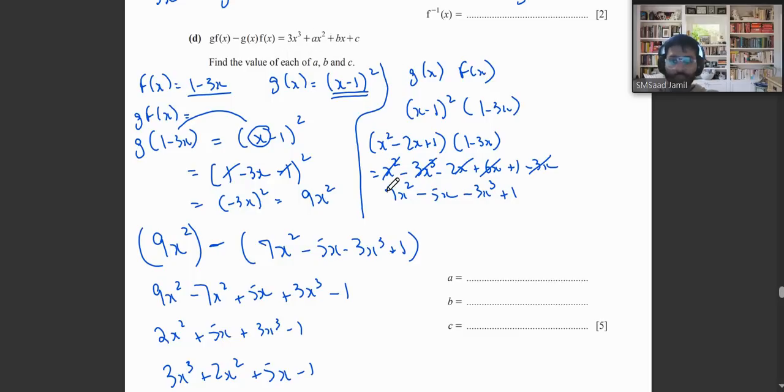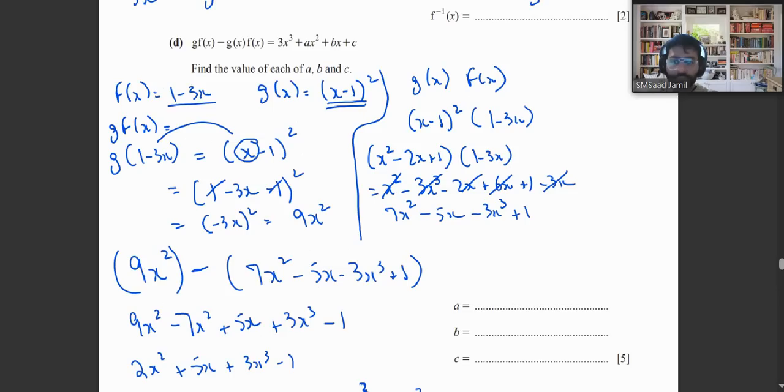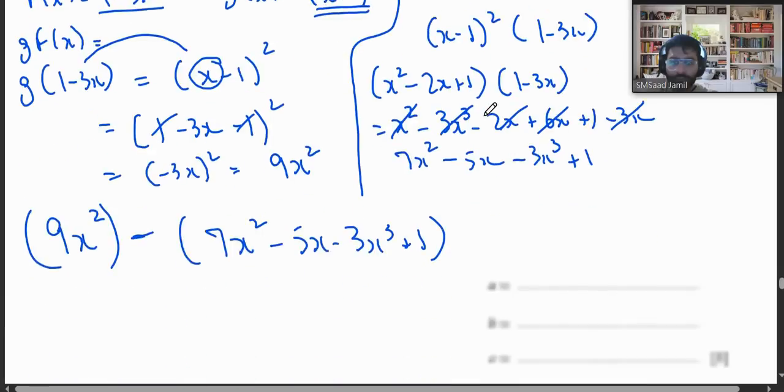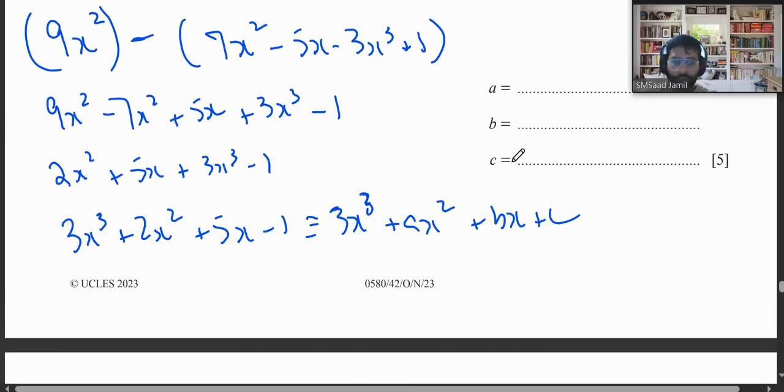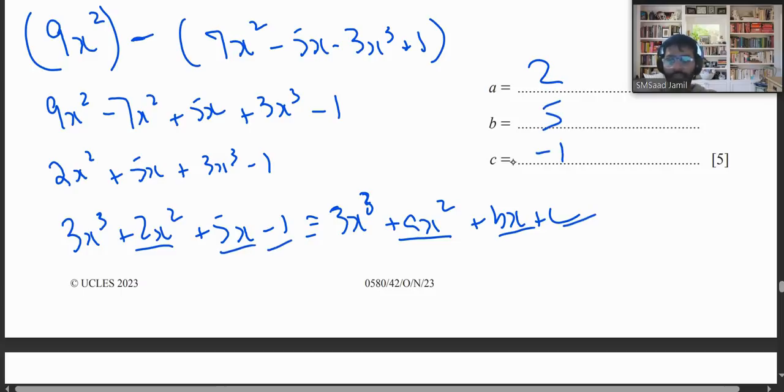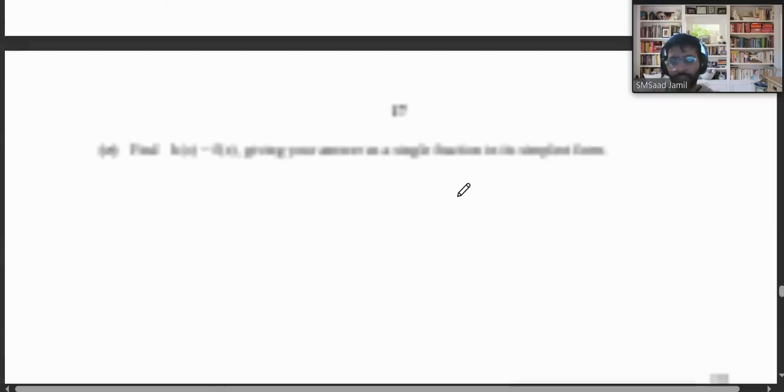So look, now let's compare. 3x cube, so nothing over here. This is equivalent to 3x cube plus ax square plus bx plus c. Okay, it's here. So look, ax square, so a is 2. bx, so b is 5. c, so c is minus 1. So I hope you guys get it now.